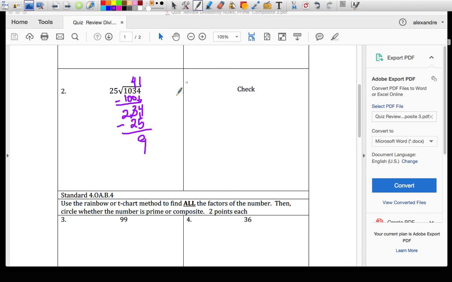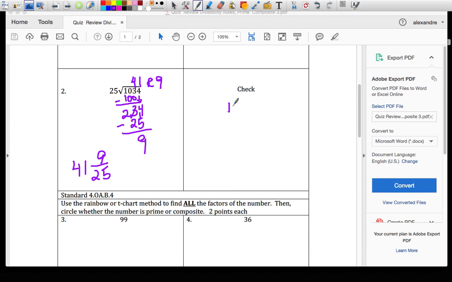That's your remainder. So your answer here, you can leave it like that, remainder 9, or if you write it as a fraction, better yet, it's 41 and 9 out of 25.